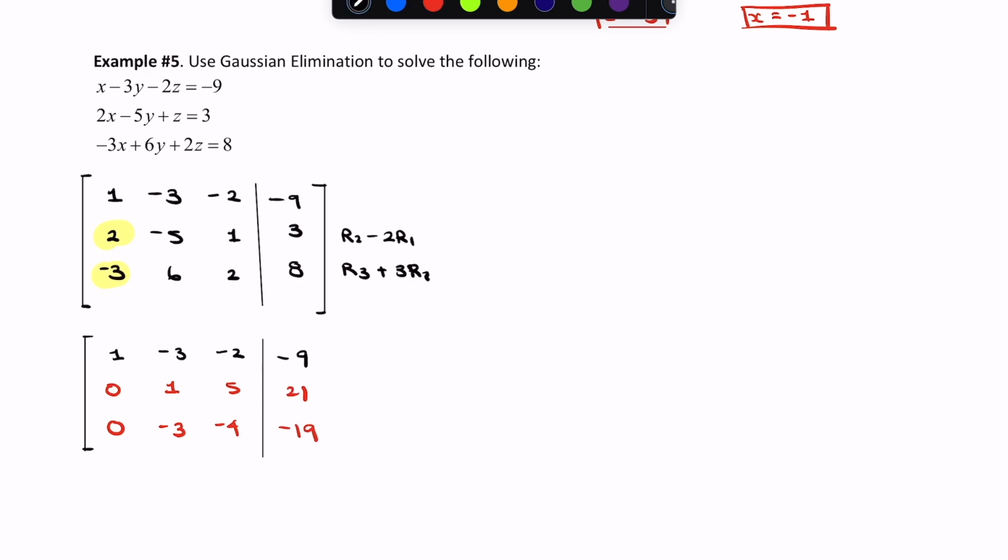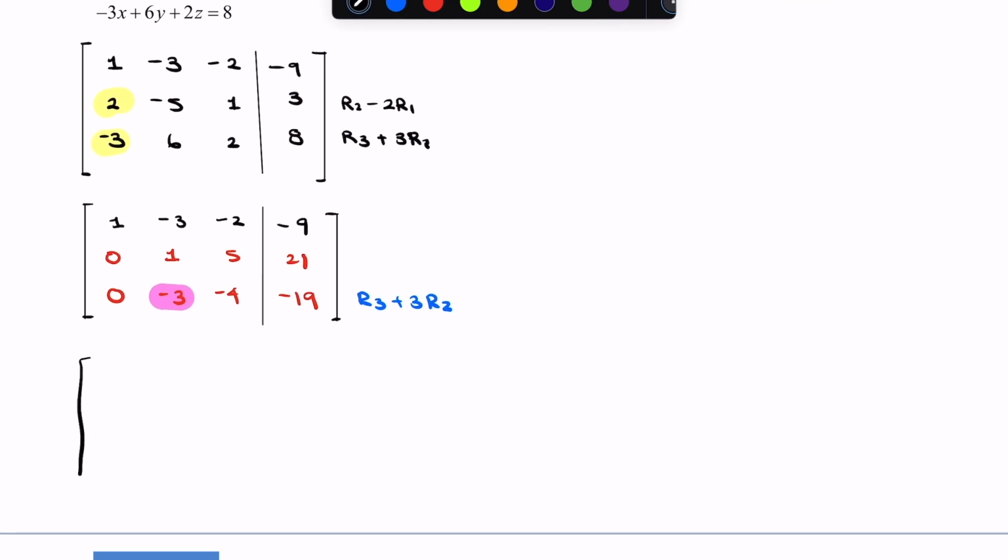Here we need to make this value of -3 to 0. We'll do that by taking row 3 plus 3 of row 2. That'll give us 1, 0, -3, 1. These stay the same, -2 and 5. Constants being -9 and 21. Again, what's different here is our bottom row, which would now be 0, 0, 11, and 44.